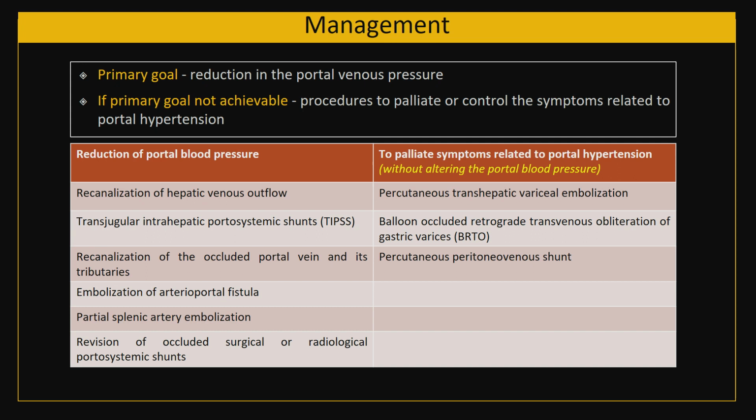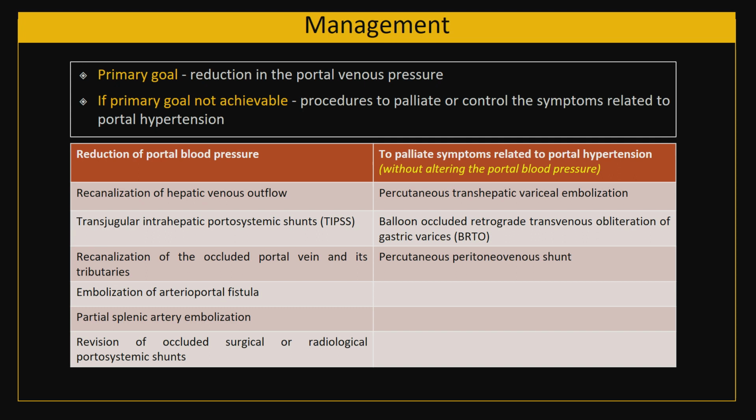There are many options for reduction of portal pressure. If there is any hepatic venous outflow obstruction or IVC obstruction, we can recanalize. There is a technique called transjugular intrahepatic portosystemic shunt, which I will be discussing in subsequent slides. If there is any occlusion of the portal vein or its tributary, we can recanalize those vessels. If there is an arterioportal fistula which can subsequently lead to portal hypertension, we can embolize it and prevent the future development of portal hypertension.